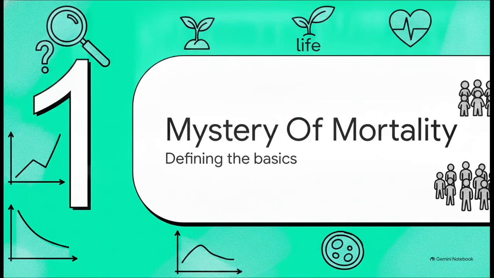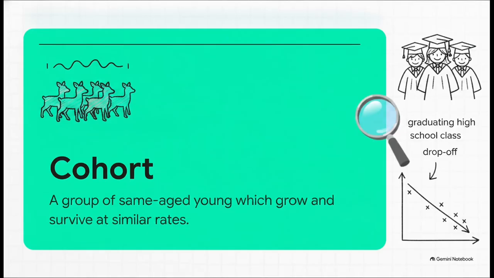Section 1. The mystery of mortality. Let's define the basics. Now, the foundational clue for any ecological investigation is tracking what we call a cohort. A cohort is simply a group of same-aged young that grow and survive at similar rates. Think of it kind of like your graduating high school class. By isolating a specific generation like this, we can follow their collective fate over time. It lets us filter out all the noise of older and younger animals so we can see exactly when and how this one specific group naturally drops off.